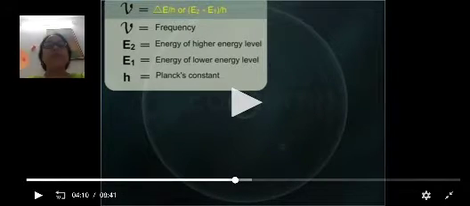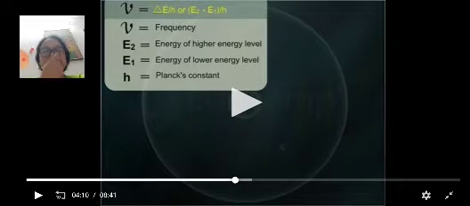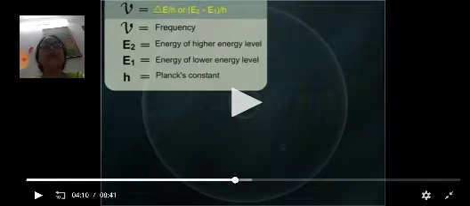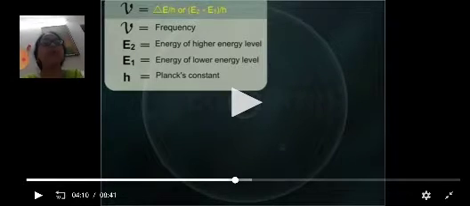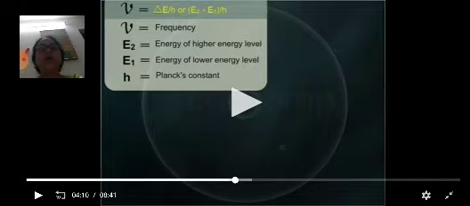The frequency of radiation absorbed or emitted when transition occurs between two stationary states that differ in energy by delta E is given by ν equals delta E upon h, or you can write ν equals E2 minus E1 upon h, where ν equals frequency, E2 equals energy of higher energy level, E1 equals energy of lower energy level, and h equals Planck constant. This expression is commonly known as Bohr's frequency rule.